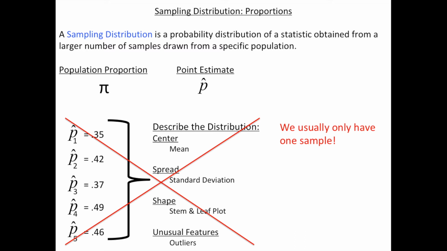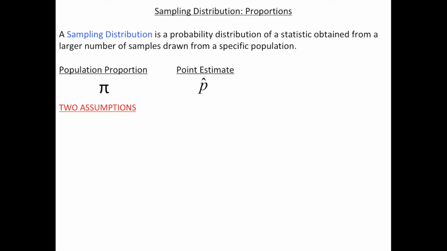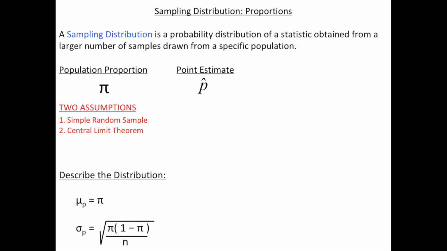When you only have one sample and want to theoretically describe your distribution, we first need to check two assumptions. The first is that it needs to be a simple random sample, and the second is that it needs to follow the central limit theorem, and we can discuss that in later videos. But for now, if you know that your two assumptions are satisfied, then you can fully describe your distribution by calculating your mean and your standard deviation. For both of these values, you have to use the formulas provided. There is no calculator method for solving for these values.